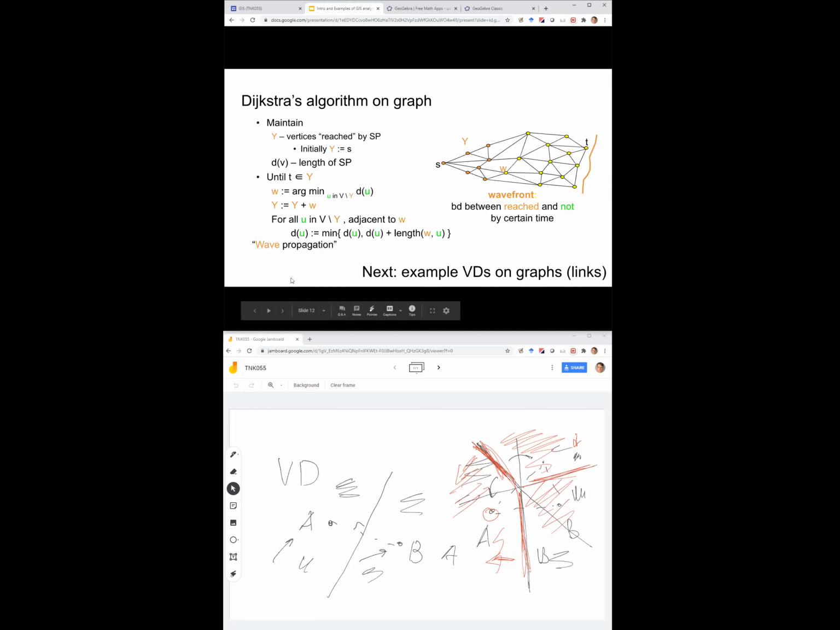Okay, so it's 2 o'clock. I guess we'll take a break, and we'll look at some examples of Voronoi diagrams in the next 45 minutes. So we'll reconvene at 2:15.